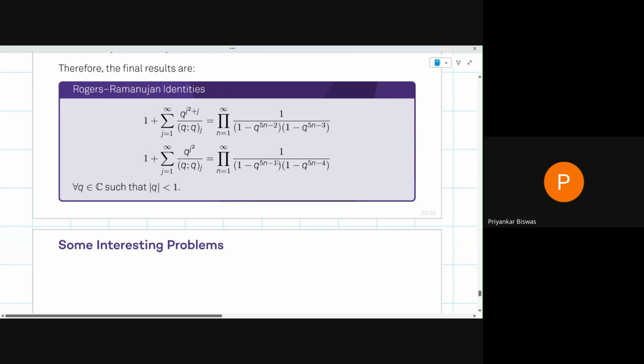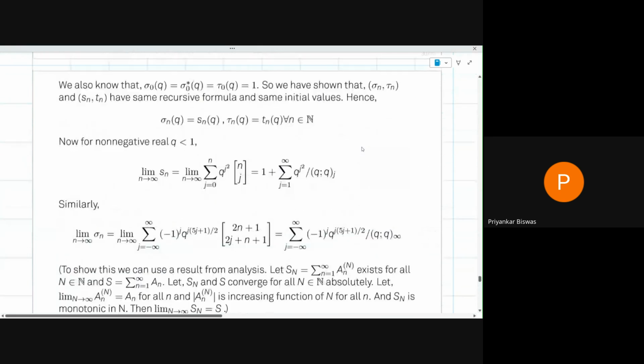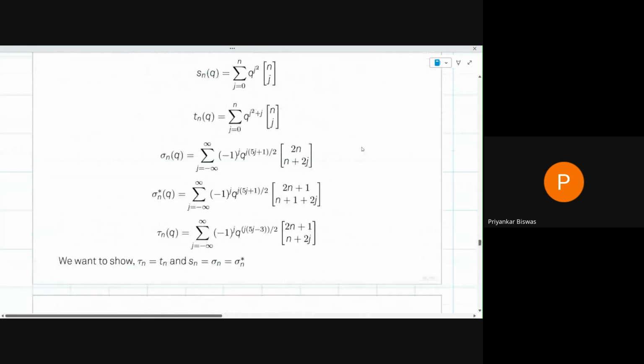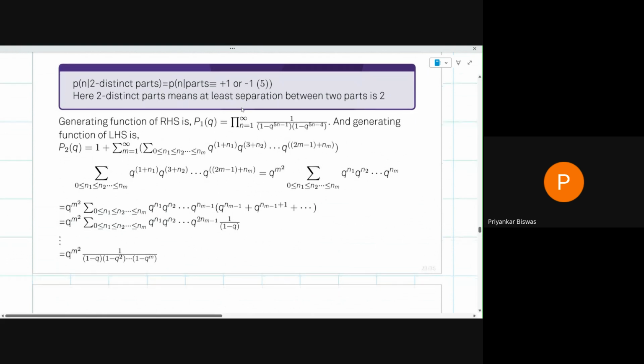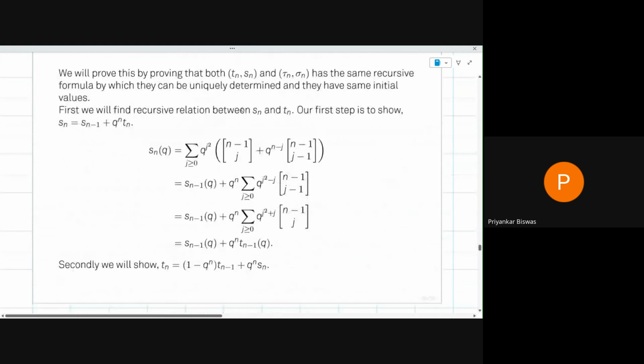The second one has a particular interpretation in terms of partitions, which is nothing but the number of partitions of n into parts with difference at least 2 equals the number of partitions of n into parts congruent to plus or minus 1 mod 5. In distinct parts, the separation between two parts is at least 1, and here it is at least 2. You can get any general m distinct parts also. So the second one has a particular interpretation like this.